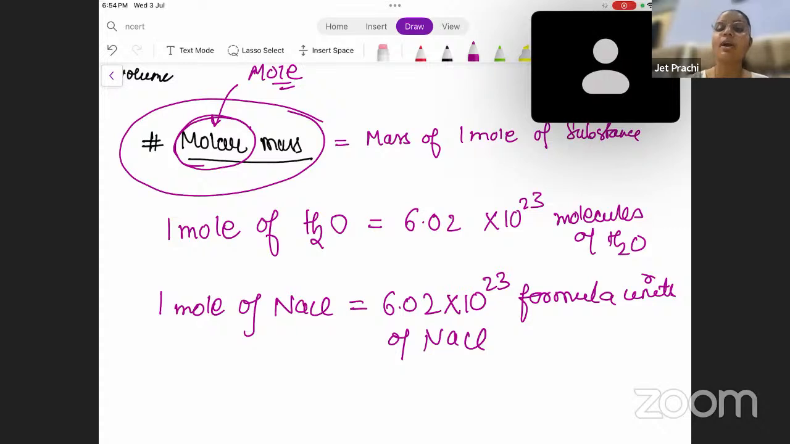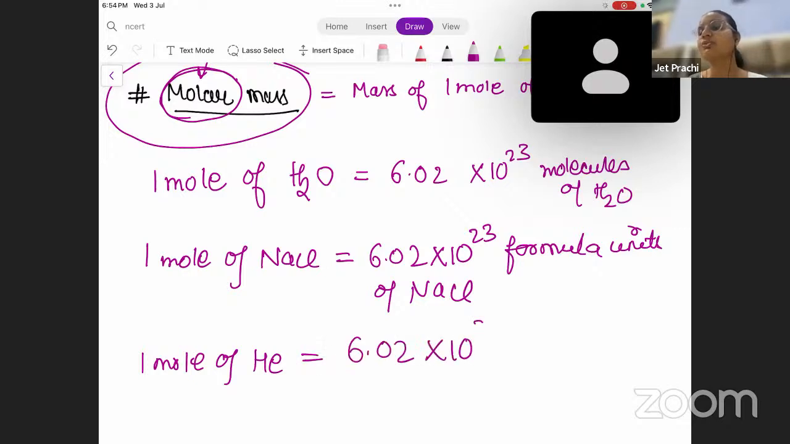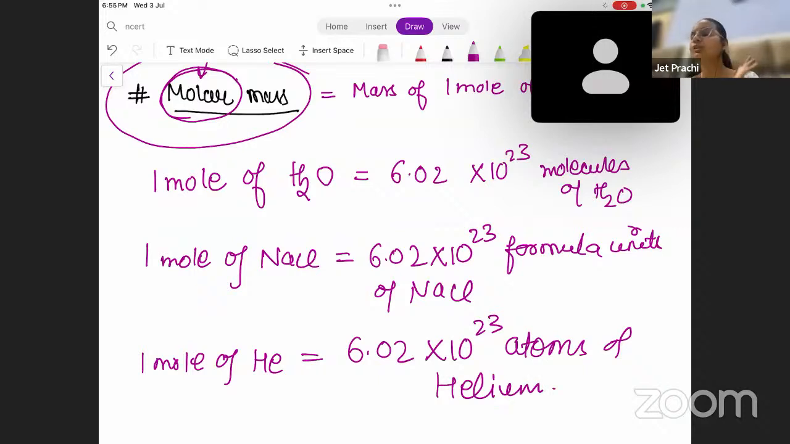Right? Now, if you are given 1 mole of helium, what does that mean? It means 6.02 into 10 raised to the power 23 atoms of helium. Correct? Because the smallest particle that you will find when somebody gives you helium will be an atom, right? So that's what 1 mole means. And the mass of this 1 mole will be known as the molar mass.